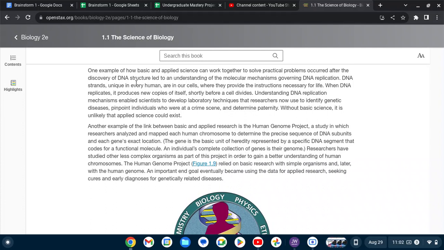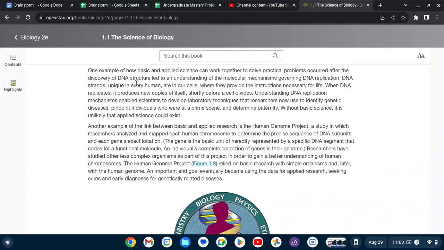Another example of the link between basic and applied research is the Human Genome Project, a study in which researchers analyzed and mapped each human chromosome to determine the precise sequence of DNA subunits in each gene's exact location. The gene is the basic unit of heredity, represented by a specific DNA segment that codes for a functional molecule. An individual's complete collection of genes is their genome.